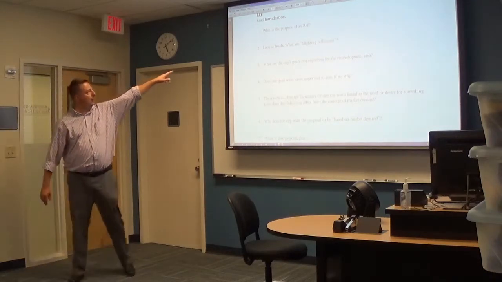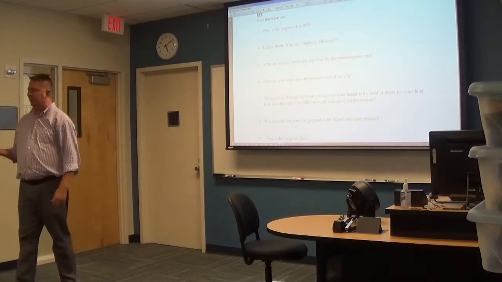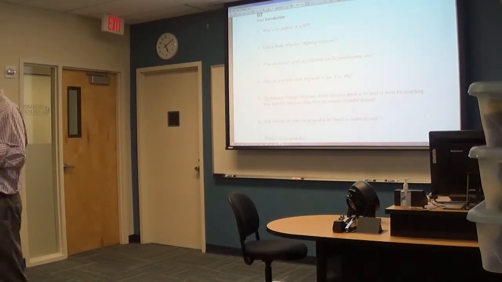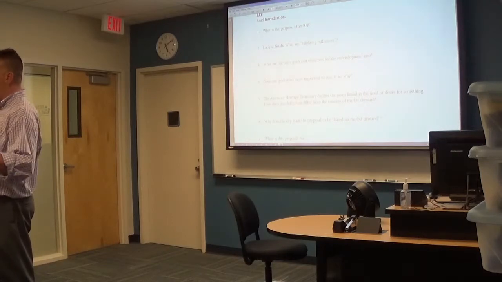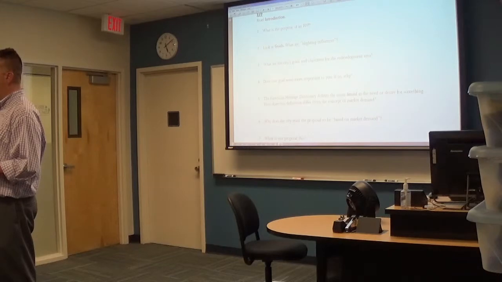Okay, moving on. Look at the goals. What are the blighting influences? First of all, what is blight? Okay, eyesores, kind of deterioration of the area. It's not just the buildings themselves that look deteriorated, but it's also infrastructure that maybe is deteriorated as well.